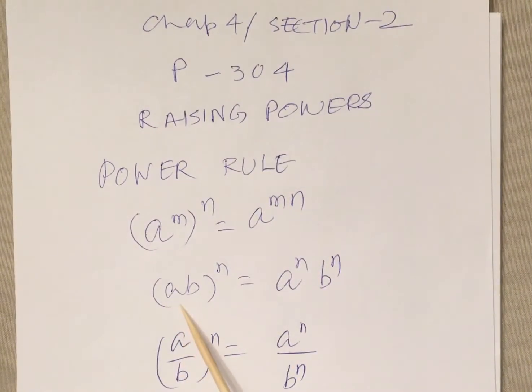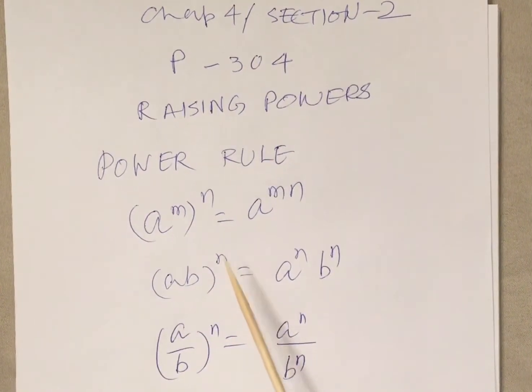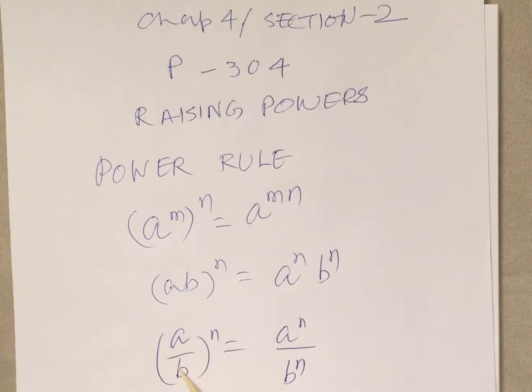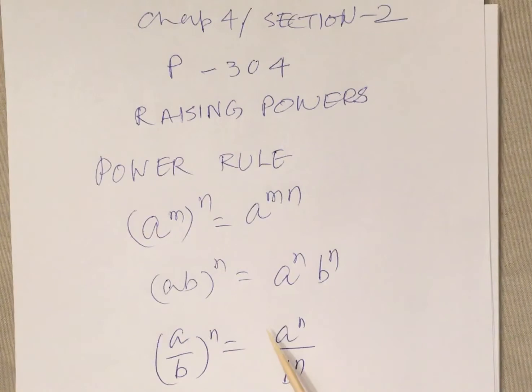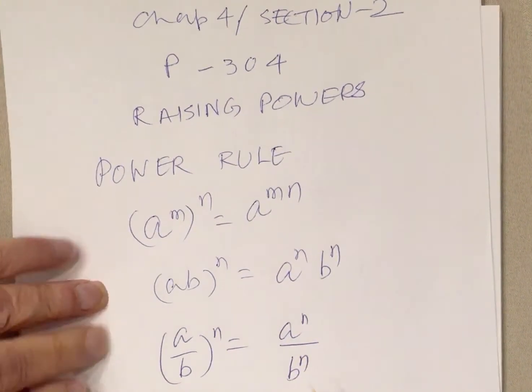Okay, next one we have is a and b in parentheses raised to n becomes a to the power n, b to the power n. Now division rules. A over b raised to power n will be a to the power n divided by b to the power n.